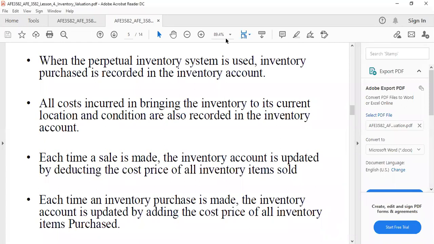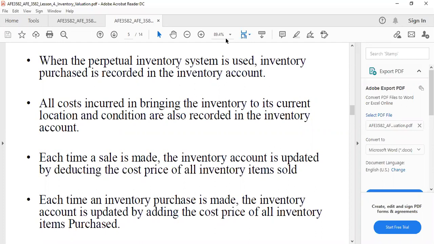And then it also says that each time an inventory purchase is made, the inventory account is updated by adding the cost price of all inventory items purchased. Meaning now, each time you purchase inventory, you have to update your inventory account by adding all the cost prices of the inventory that you purchased.